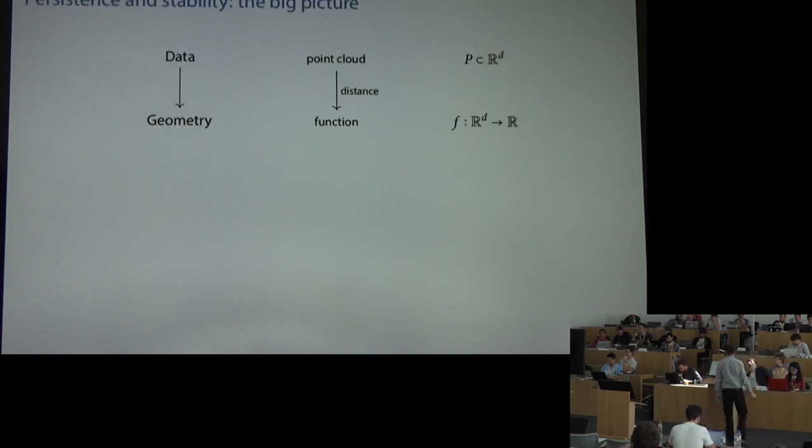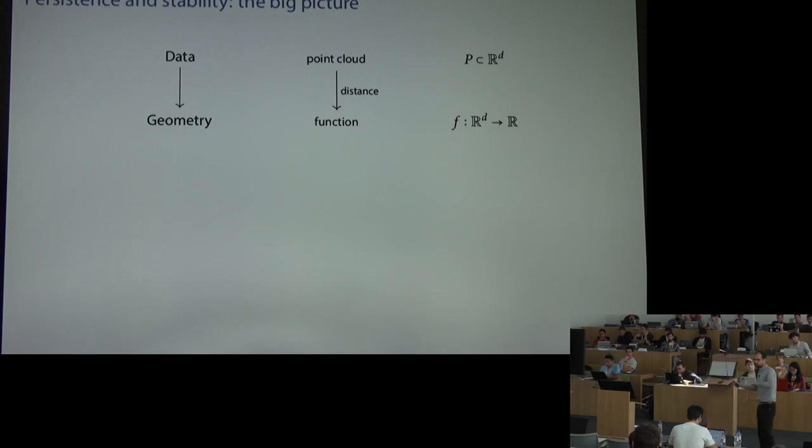I want to go to the topic of stability and explain more why we have stability of persistence barcodes. Let's just see what we did on the first few slides. We started with a point cloud. The first step we did implicitly was to pass to the distance function to this point cloud. This is the function in the ambient space that assigns to each point in ambient space the distance to its nearest point in the point cloud P.